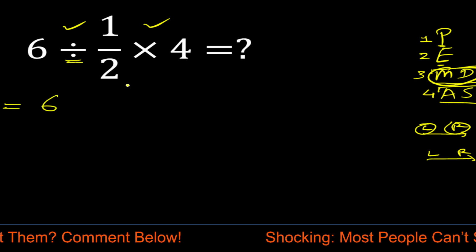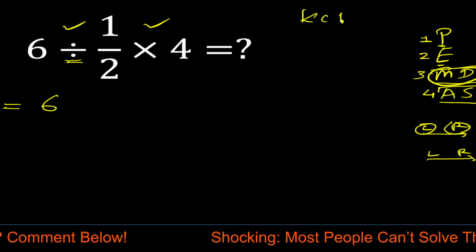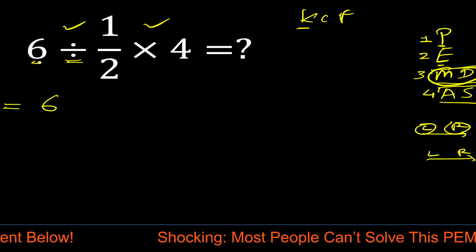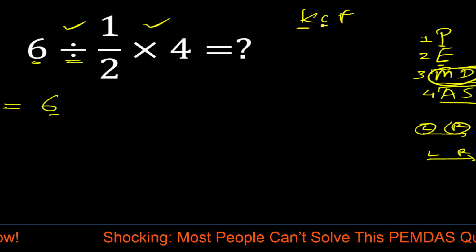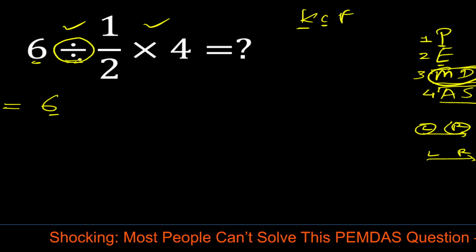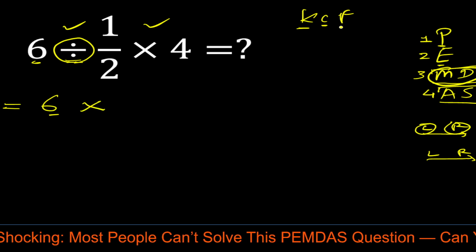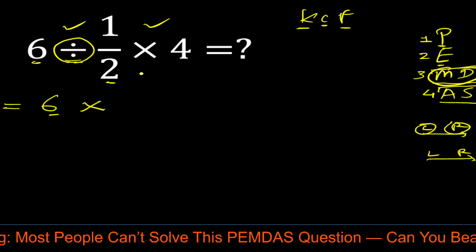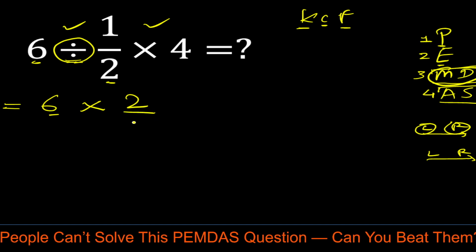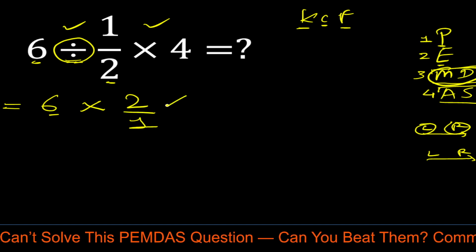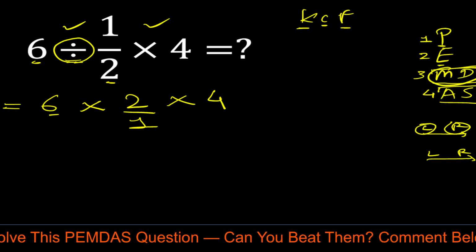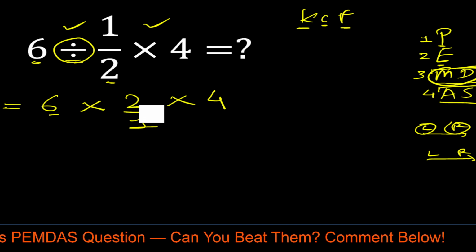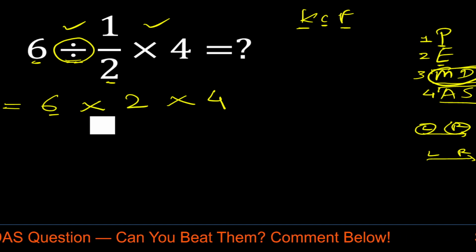So now 6. Now according to the KCF rule, K means keep this 6 as it is, the same. Then C means change this sign from division to multiplication. And F means flip this fraction: 1 upon 2 is equal to 2 upon 1, times 4, right? Now 2 upon 1 is equal to 2, so we can remove this 1, right?